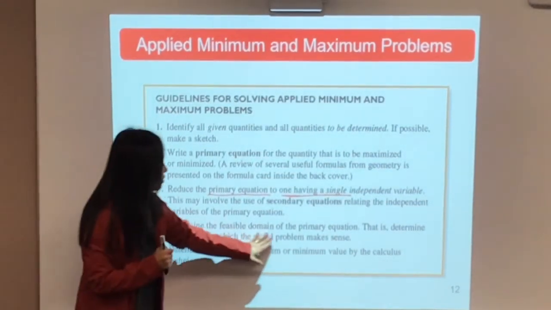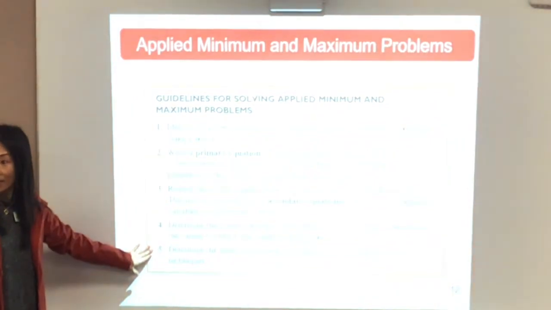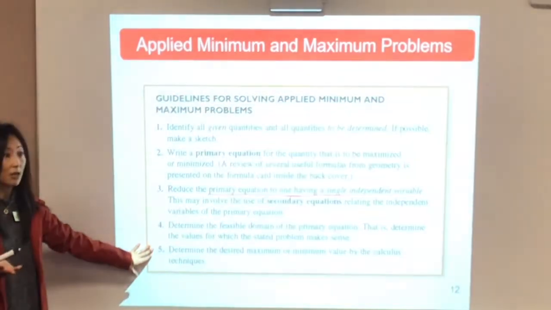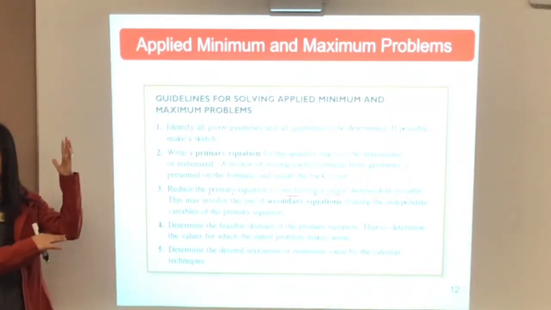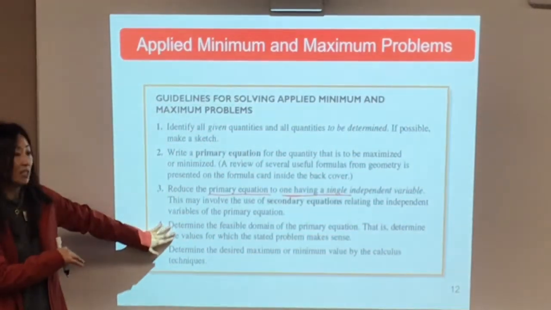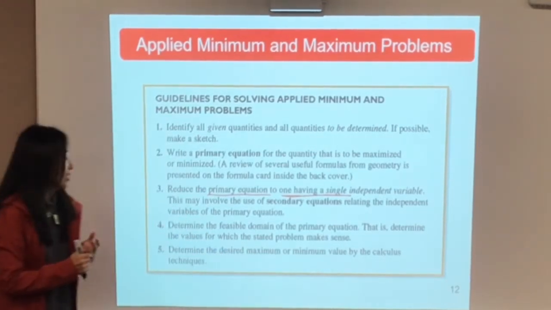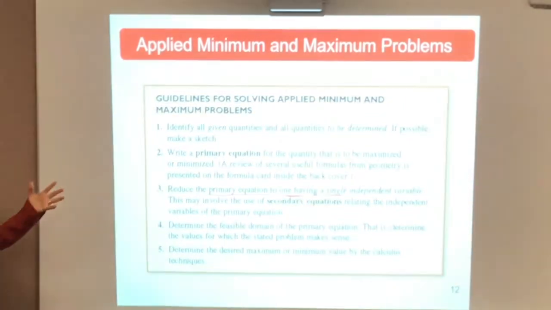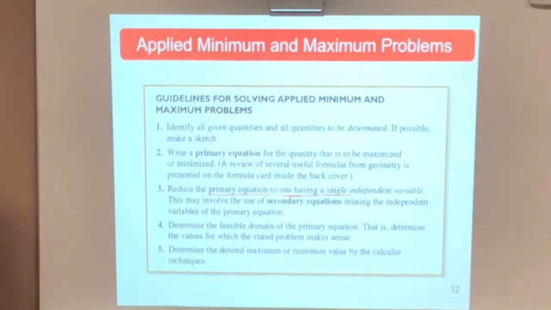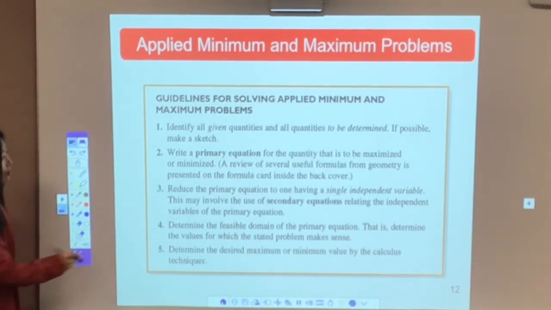Determine the feasible domain of the primary equation, like we didn't use -6 because it's a real dimension, which means everything has either 0 or positive number because it's a length. So you need to determine the feasible domain. Determine the desired maximum or minimum value using the calculus technique, which is we took the first derivative, set it equal to 0, and you find what? Critical number. So this is a technique that you're gonna use always.